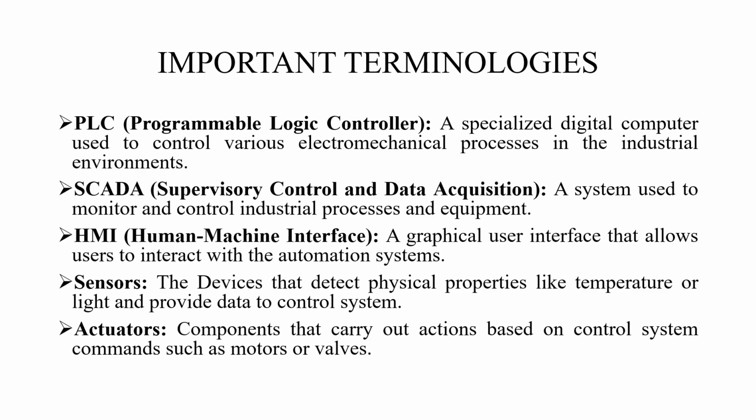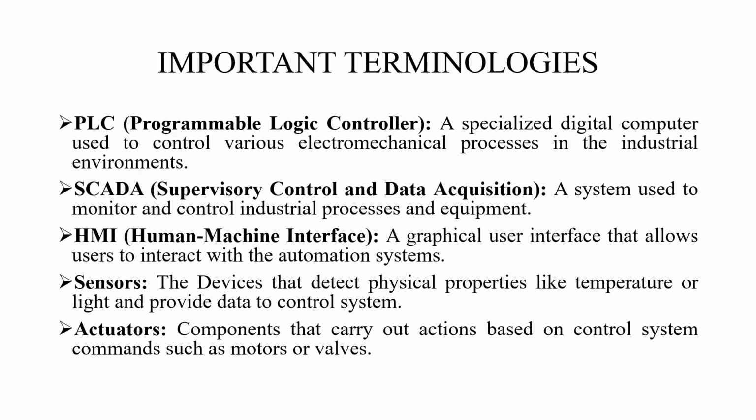So the important terminologies are: first one is PLC, and SCADA, HMI, sensors and actuators. So first is the PLC. PLC is known as Programmable Logic Controller. So it's a specialized digital computer used to control various electromechanical processes in the industrial environment. So next is SCADA. SCADA represents the supervisory control and data acquisition system. So it's a system used to monitor and control industrial processes and the equipment which are in operation.